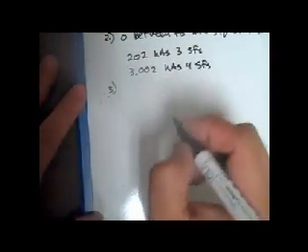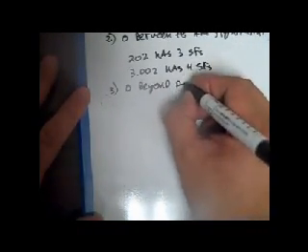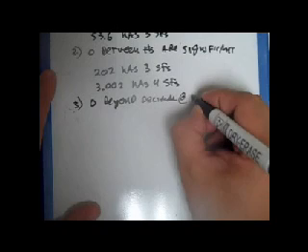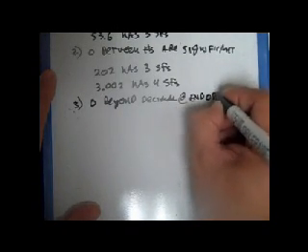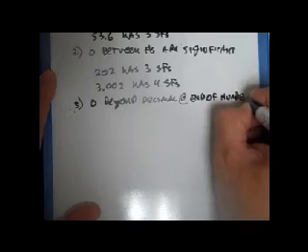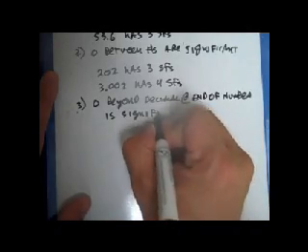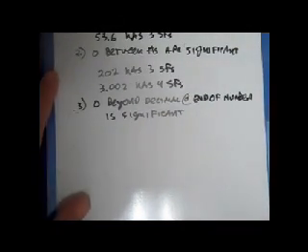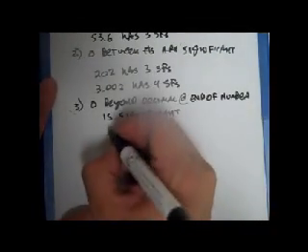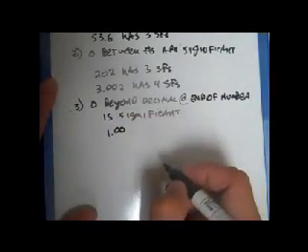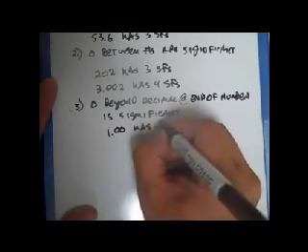Okay. Third rule: the 0 beyond the decimal at the end of a number is significant. Okay. So let's say 1.00. This has 3 sig figs.